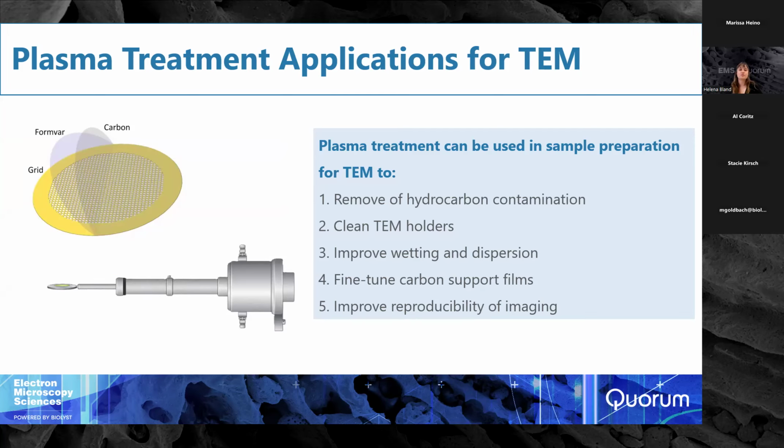And now to go on to some specific applications that we can use plasma treatment for. Plasma treatment in TEM can be used for removal of hydrocarbon contamination, cleaning of TEM holders, like we've seen in the previous slide, improving wetting and dispersion, fine-tuning carbon support films, and also to improve the reproducibility of our imaging.